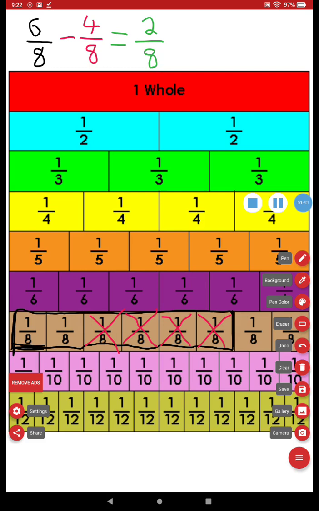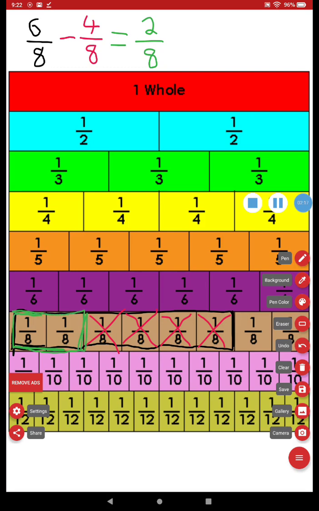Remember, not 2 zeros, because 8 tells me how many parts the whole has been broken into. Okay, now that I see it's 2/8, I need to simplify. Why do I need to simplify? Because 2/8 is not in simplest form. So let's take our straight edge and let's go straight up, because let's circle our answer here, 2/8.